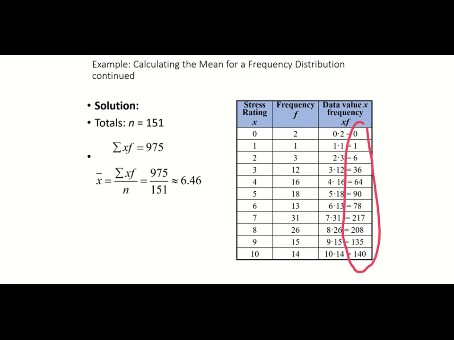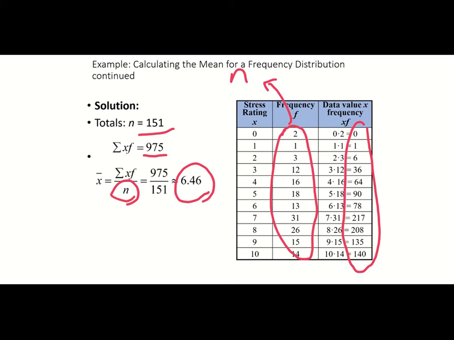We are going to end up with 975. And then we need to figure out N, and that is the number of frequencies. So really to get N, what you need to do is add up all those numbers. When we add up all of those, that is going to be our N, and in this case N is equal to 151. So to find my mean, I'm going to take 975 divided by 151. So the mean or average stress level for the people surveyed was a 6.46. Not bad. I feel like in today's world, that's a pretty good indication of stress level.